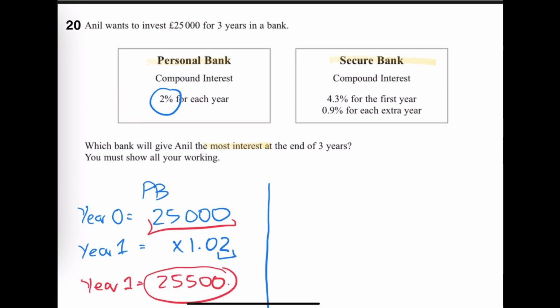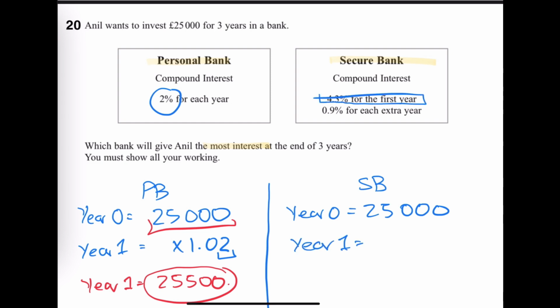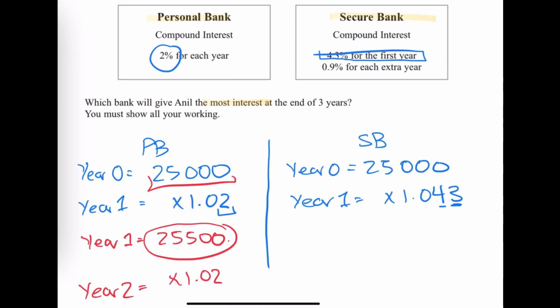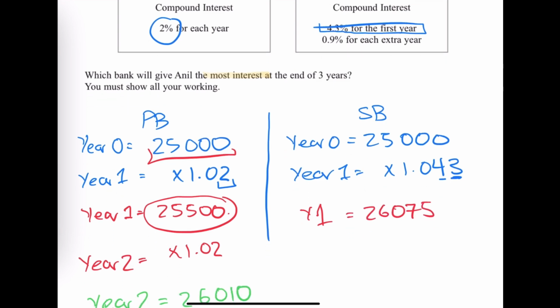Now we're going to see how this compares to secure bank. So we'll start with year 0. Again, we start with £25,000. In the first year, however, secure bank says that they get 4.3% for the first year. So what we are going to do is times this now by 1.043, that's 4% and this is 0.3%. So once we times that together, at the end of year 1, we will get 26075.